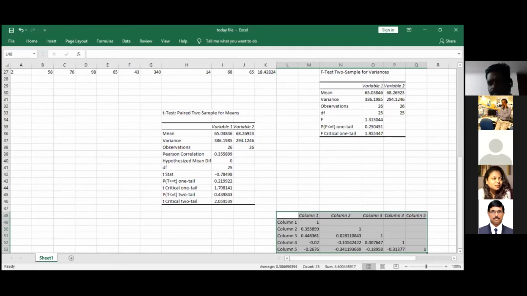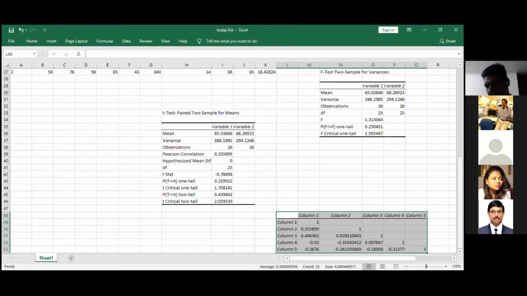So particularly, the alternate hypothesis is not rejected. Okay, only the null hypothesis is rejected. If the null hypothesis is rejected, automatically the alternate hypothesis is not rejected. So there is a relationship between the science and the social science subjects. This is the interpretation.